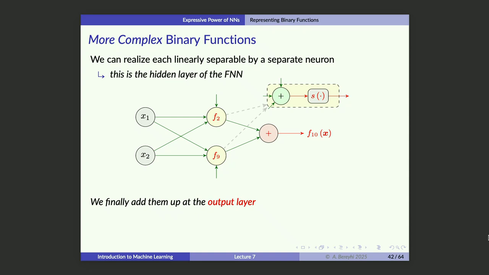Everybody's clear? So F2 and F9 were linearly separable. I could represent them with a single neuron. There are a bunch of functions which are not linearly separable, like this F10. And essentially, I can just realize it with a bunch of neurons, right? Every single one of them is just representing one of those terms in the decomposition, right?